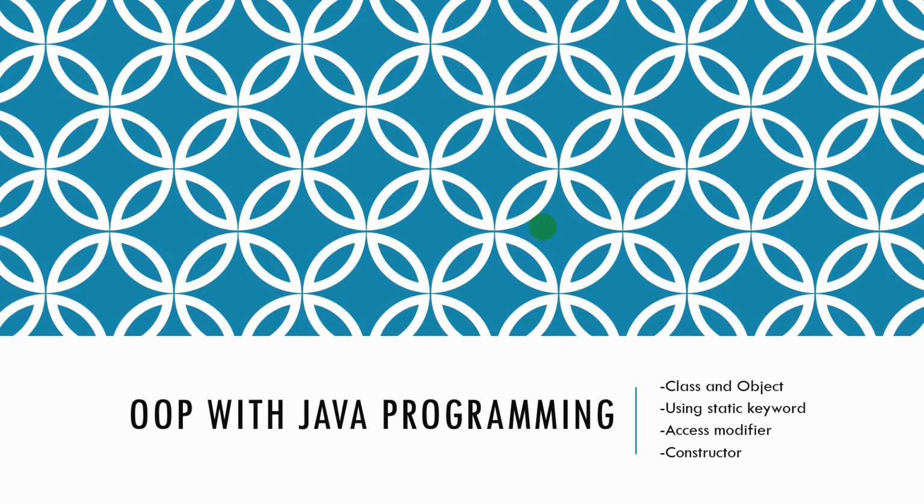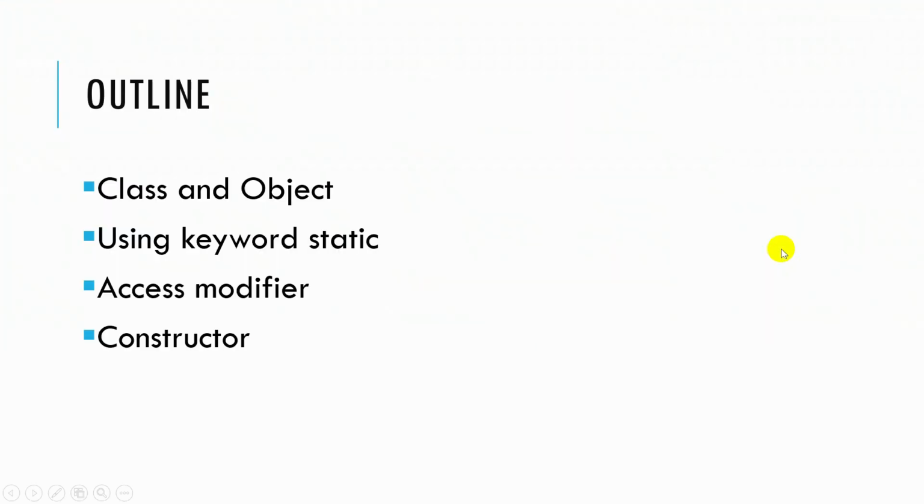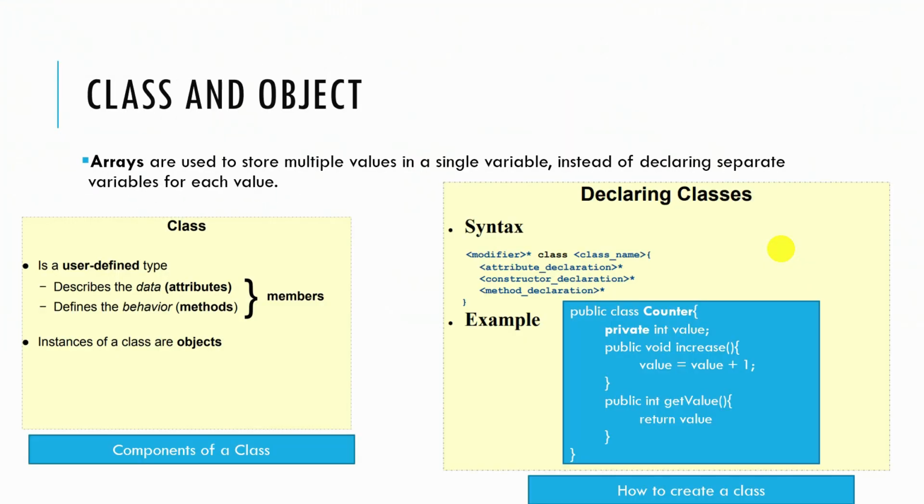So in this video, we will explore a few topics related to class and objects, how we can use the static keyword, the access modifiers including public, private, protected, and default, as well as how we can use a constructor in order to initialize our variable when we create a new object. This is auto-activated when we create a new object. This is called a constructor.